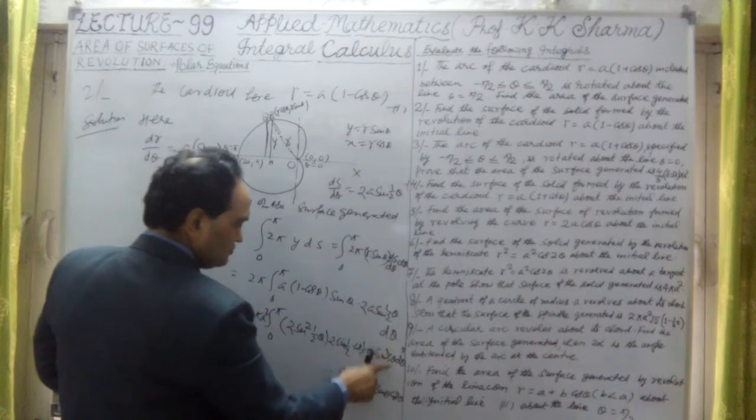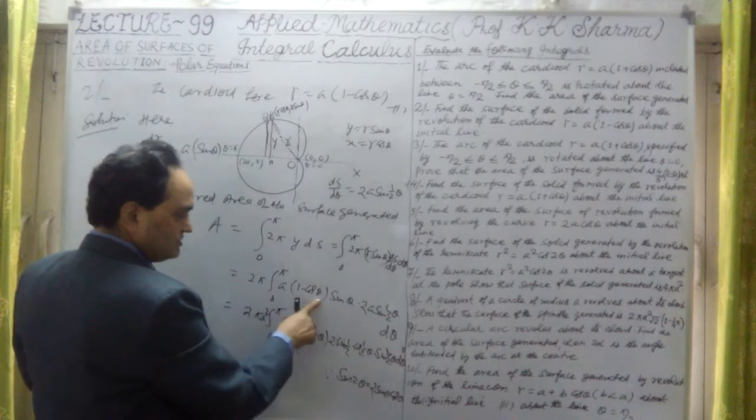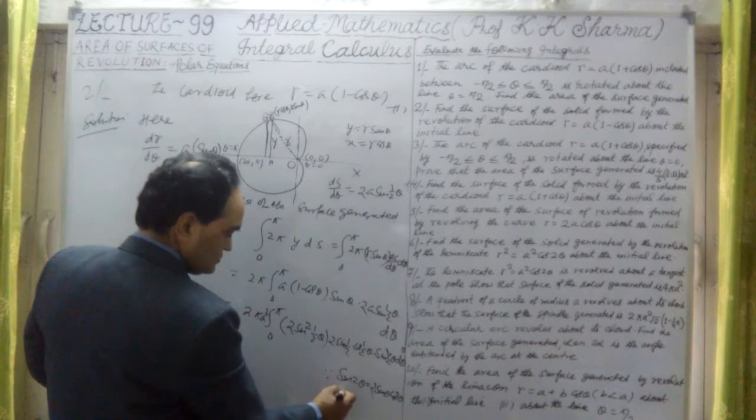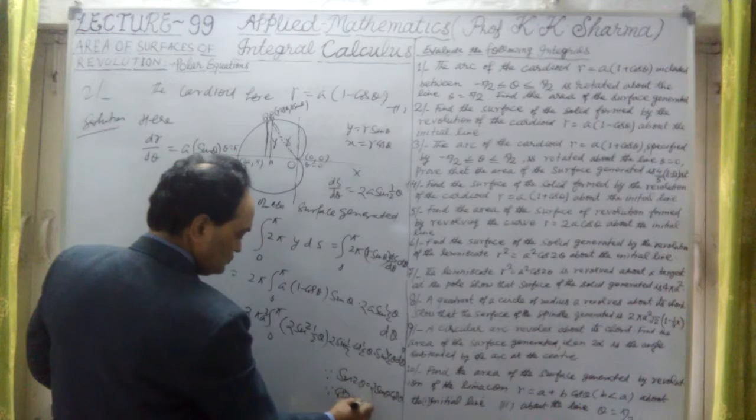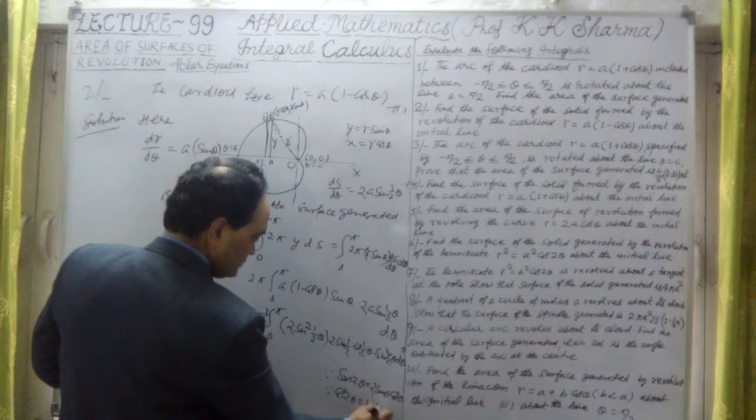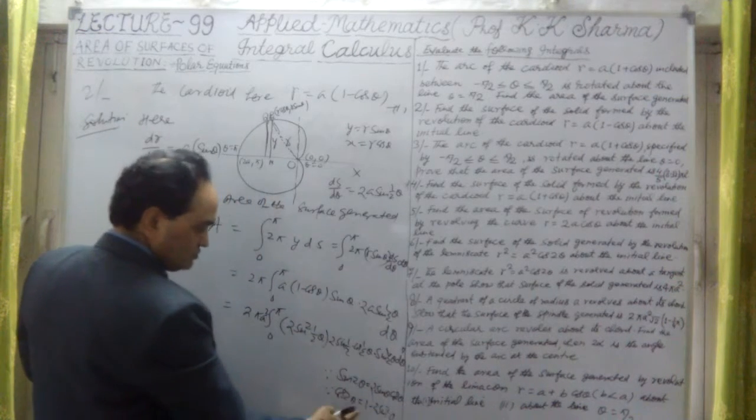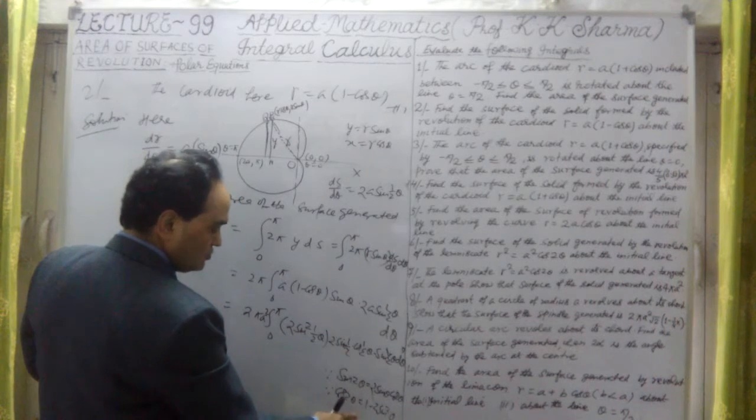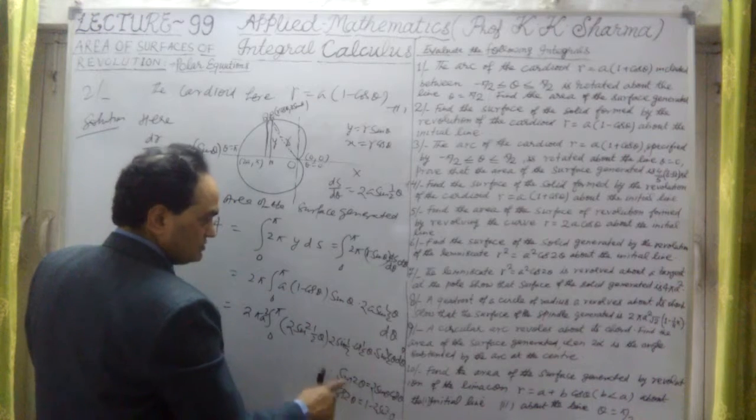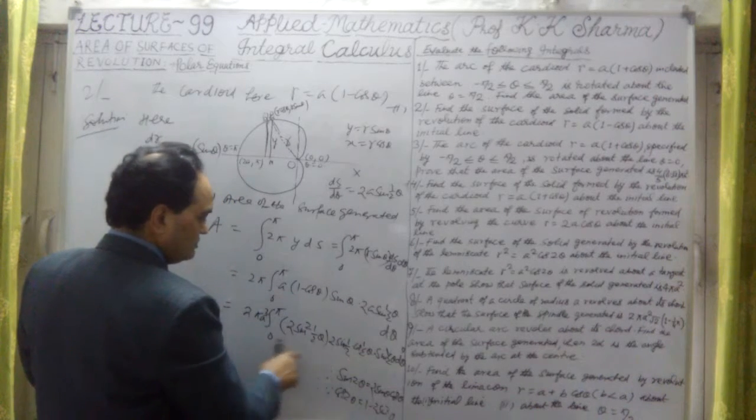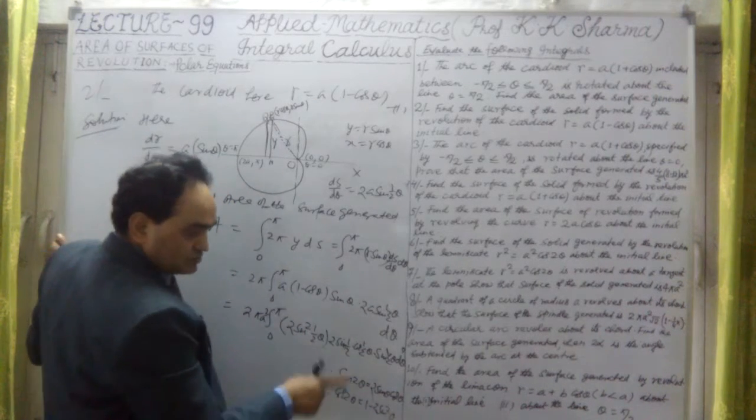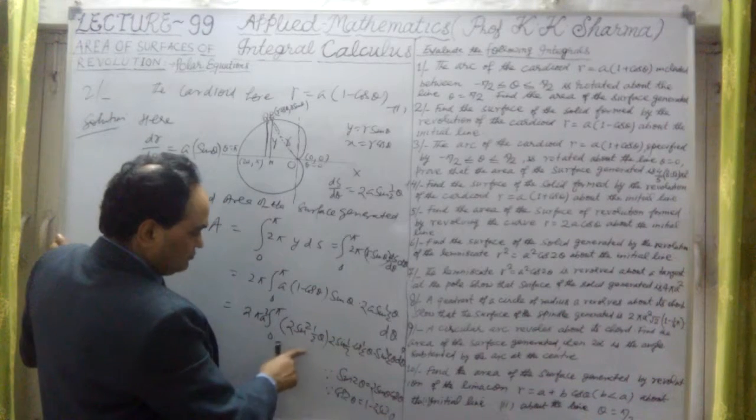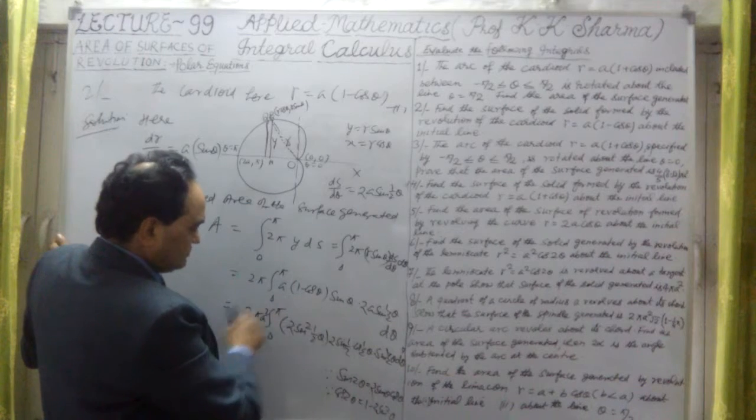Now for 1 minus cos theta, we know that this is related to sine square theta, since cos 2 theta is equal to 1 minus 2 sine square theta. So 1 minus cos 2 theta equals 2 sine square theta, or cos theta equals 1 minus 2 sine square theta by 2. That is, 1 minus cos theta equals 2 sine square theta by 2. This is the value of 1 minus cos theta.